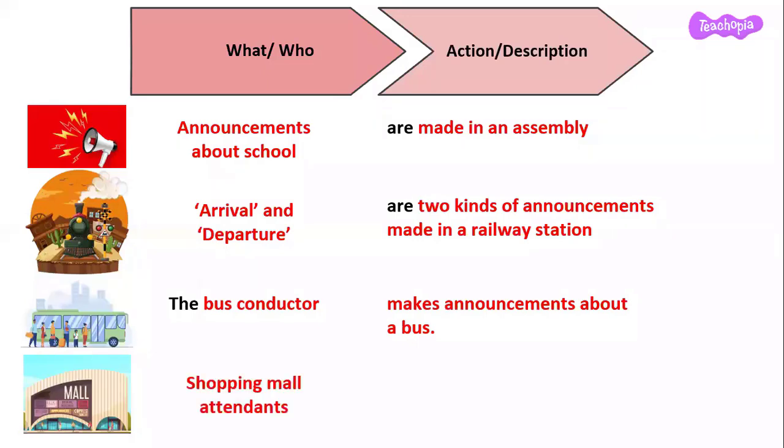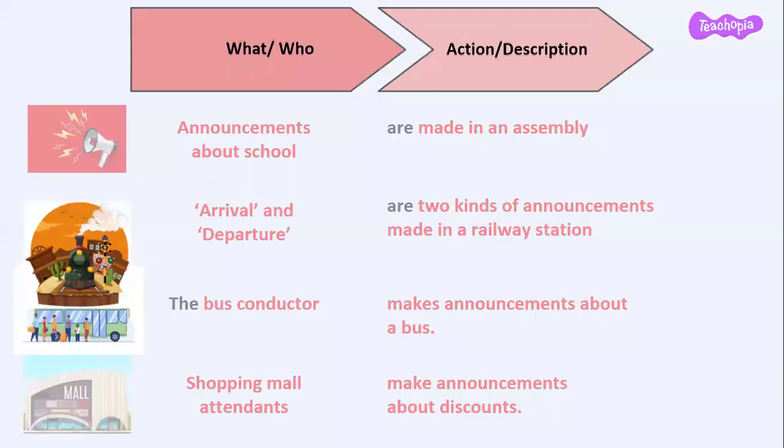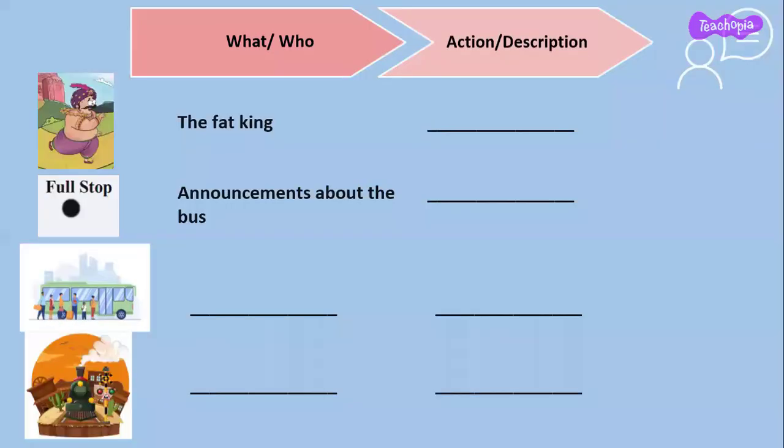Similarly, I want to talk about shopping mall attendants. What is the action that they do? They make announcements about discounts. So shopping mall attendants make announcements about discounts. So once again, we see how using the two blocks, or thinking about what we want to say or who we want to talk about, and thinking about the action or the description that we want to add, helps us build a sentence.